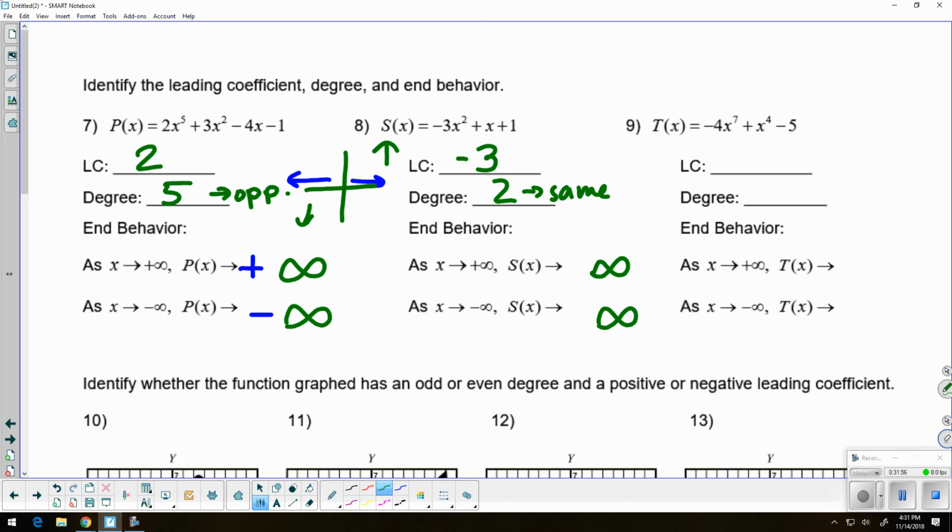So again, if I make a quick sketch here, since I do have a negative leading coefficient, both sides should be facing down. So that means, if I fill this in, negative, negative. Both sides will be facing towards negative infinity.